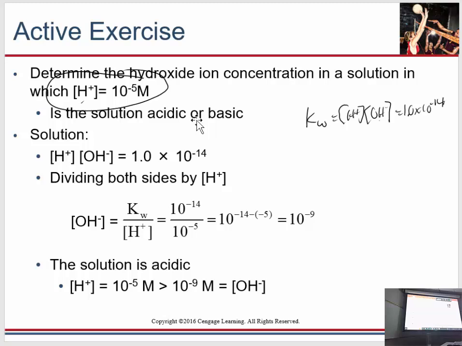So the H plus is 10 to the minus 5. Therefore, the OH minus must be 10 to the minus 9, so that the exponents add up to 14. And so we could solve that.